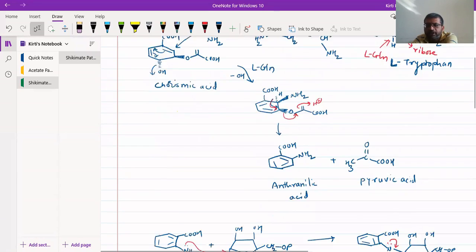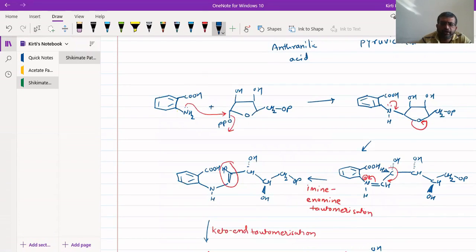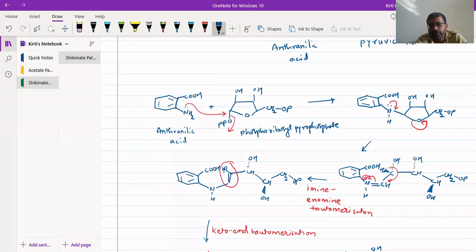Anthranilic acid now reacts with phosphoribosyl pyrophosphate. When two phosphate groups are together, we call it a diphosphate or pyrophosphate. So it is a phosphoribosyl pyrophosphate. It reacts with this phosphoribosyl pyrophosphate with an elimination of this pyrophosphate group.